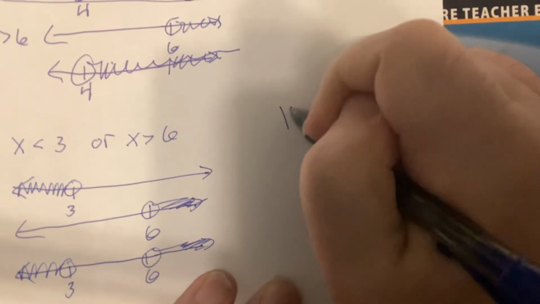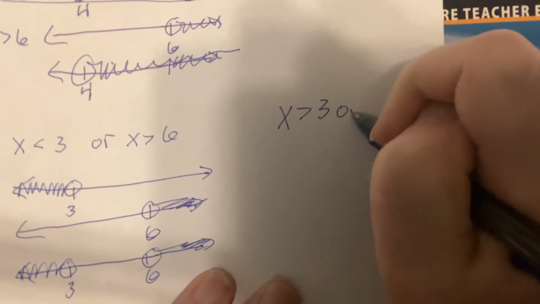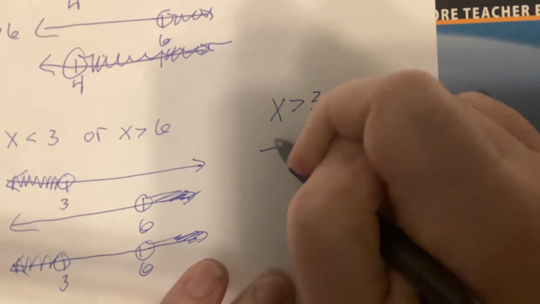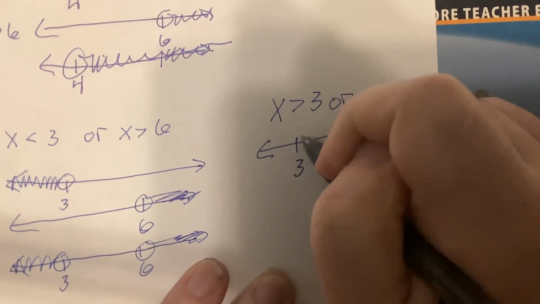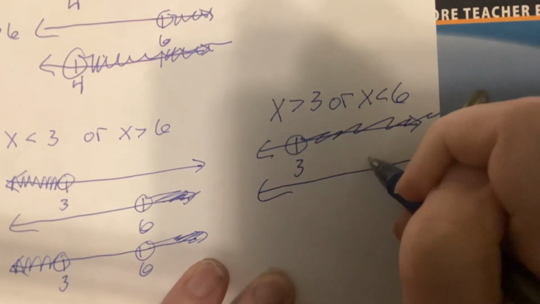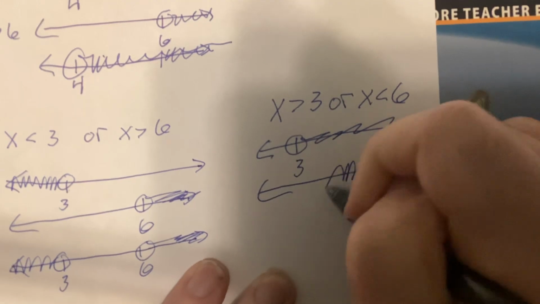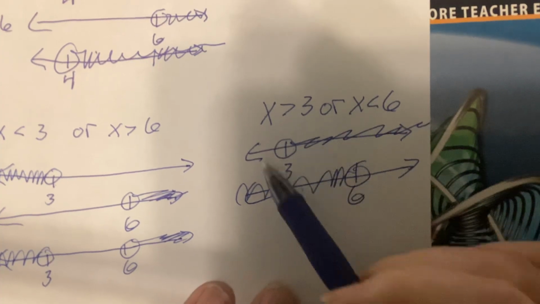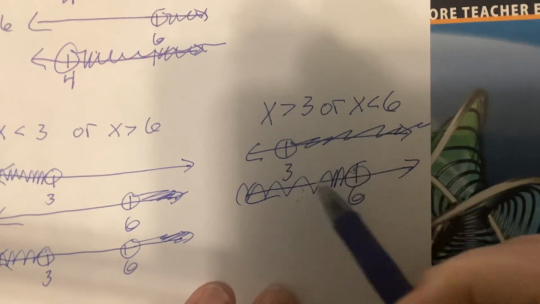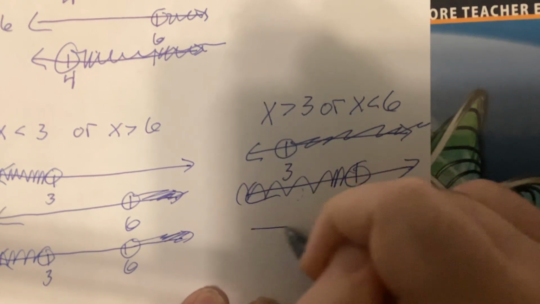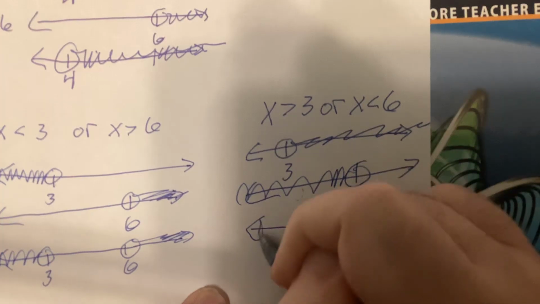And the last one, what if I have x is greater than 3 or x is less than 6? Remember, for an or, wherever there's shading, it's part of your answer. So where is there shading with the 2 graphs? Well, everything is shaded at least once. Here it's shaded twice, but here, shading here, shading here. So the final answer would be everything.